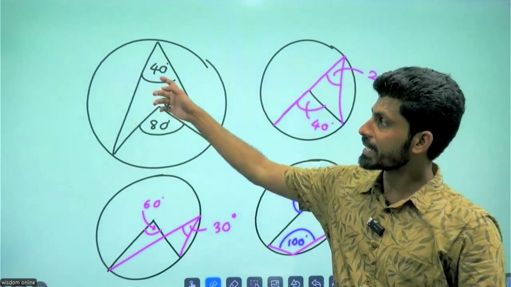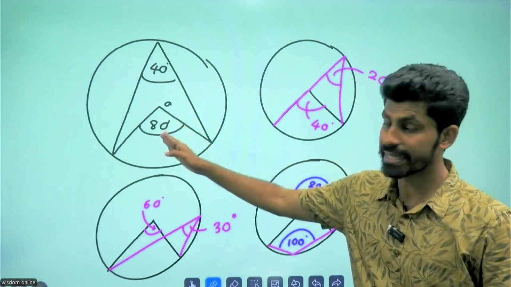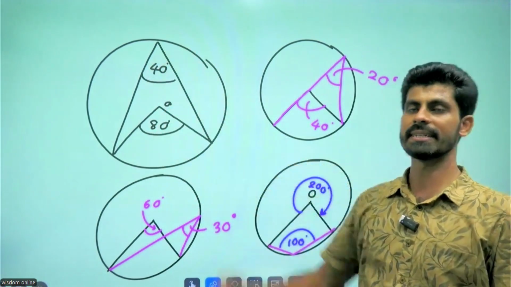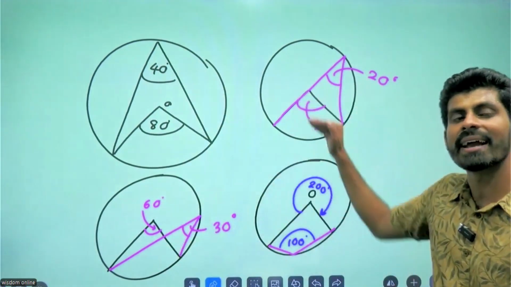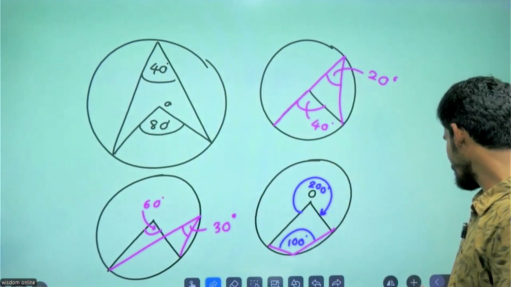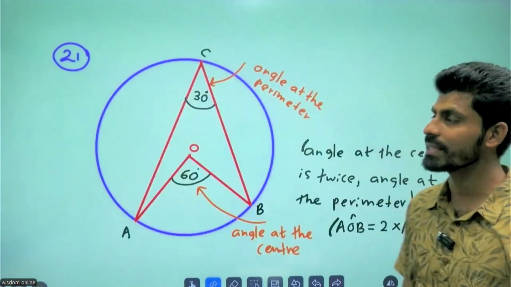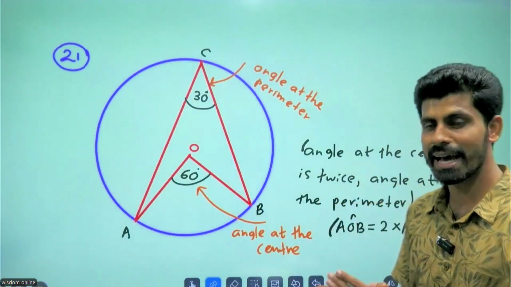The angle at the center is twice the angle at the perimeter. Right? So we can move to the last theorem.